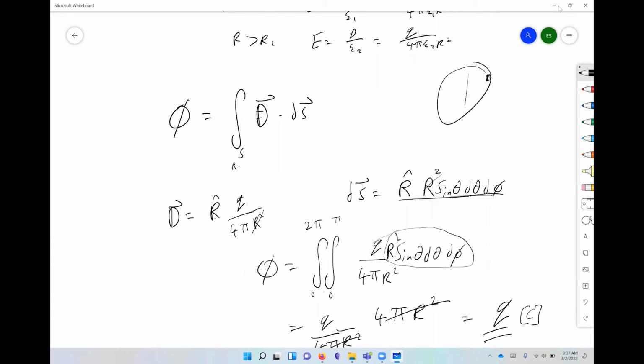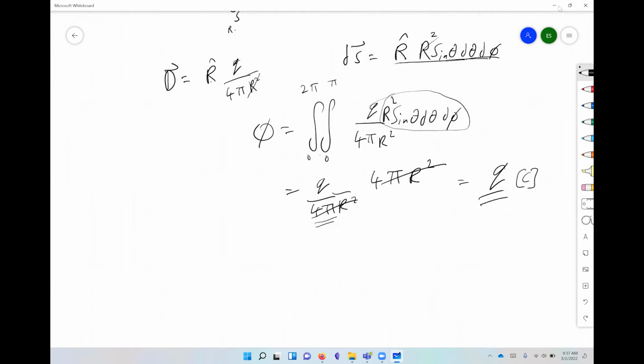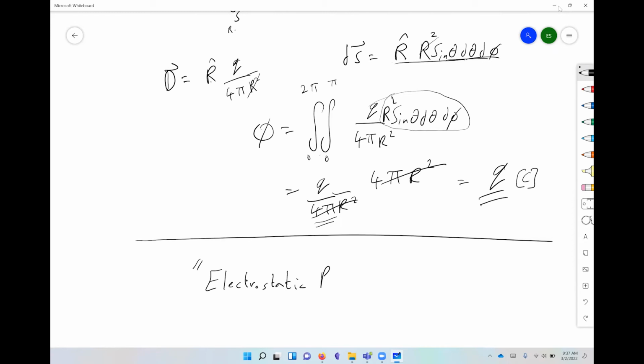Which is what we want to introduce next. So next we want to talk about electrostatic postulates, and that includes Gauss's law and what's called the circulation law. I don't know if it has a specific name, but what's called the circulation law.